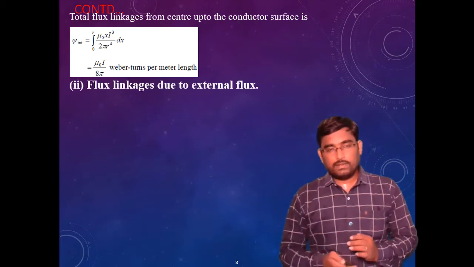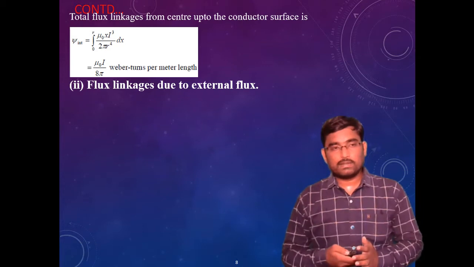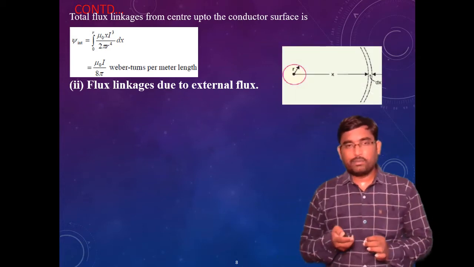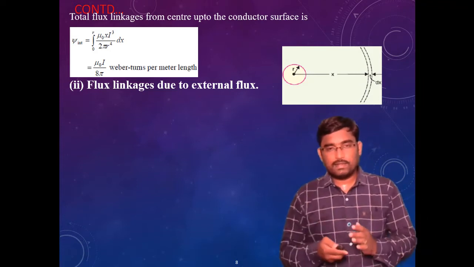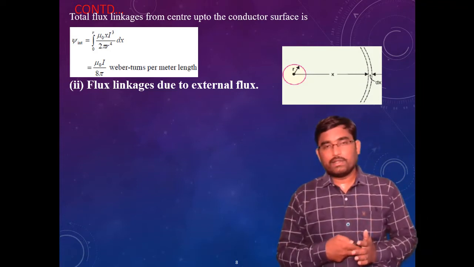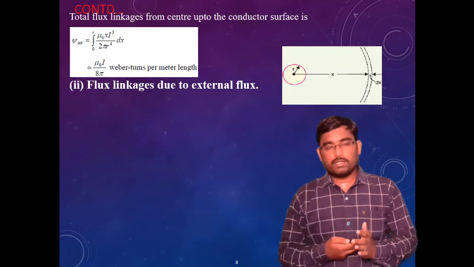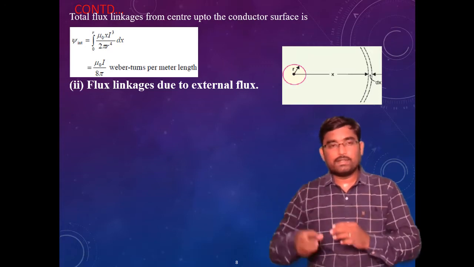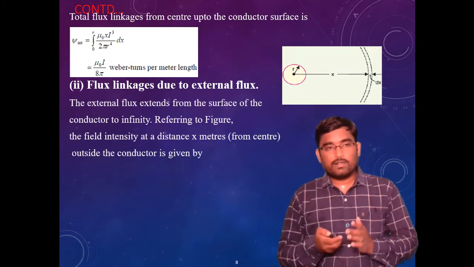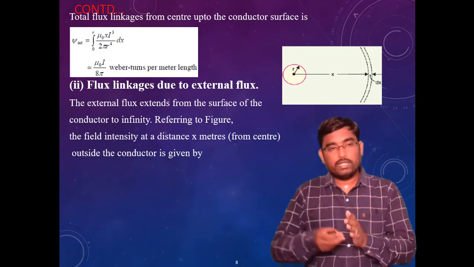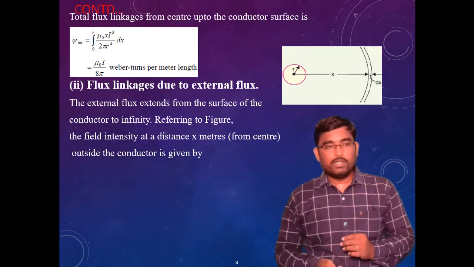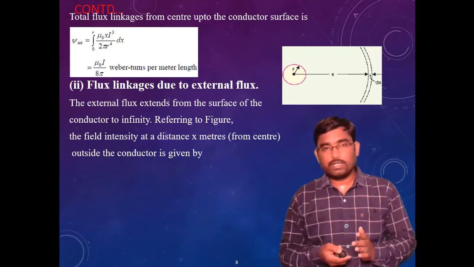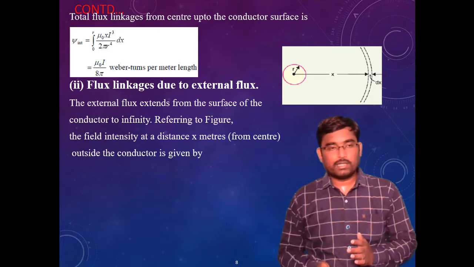Now let us derive the flux linkage due to external flux. So let us take a point at a distance of x meters from the center of the conductor. There also we are taking a shell of thickness dx. The external flux extends from the surface of the conductor to infinity. See the figure. We are writing the field intensity at this point x, located at x meters from the center of the conductor.